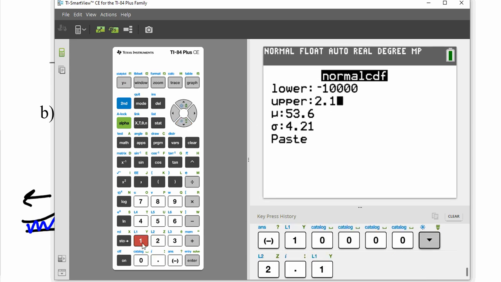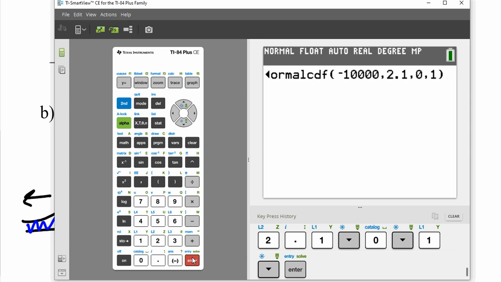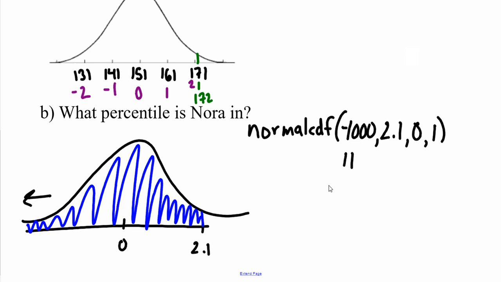We had an upper score of 2.1. Because it's a standard normal, the average is 0. One standard deviation is 1. And then we run it, and we would see that she was in the 98th percentile, so 0.982. So we would say about 98th percentile.